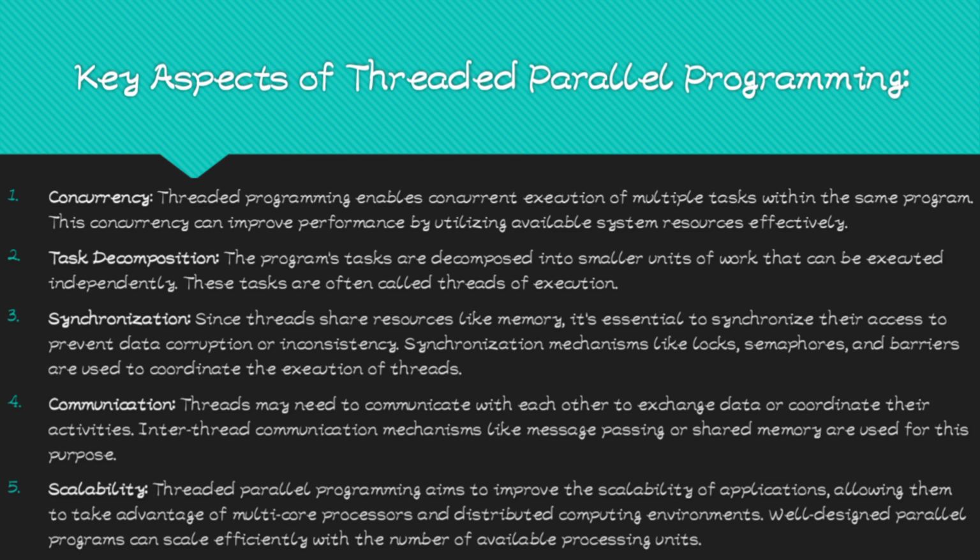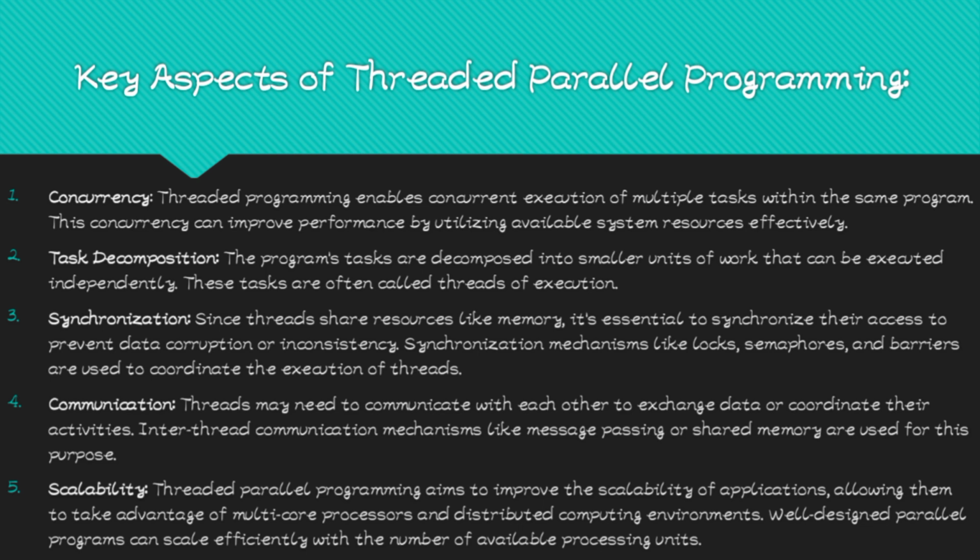So, key aspects of threaded parallel programming. A key aspect is concurrency. I would say concurrency is like solving something simultaneously. Threaded programming enables concurrent execution of multiple tasks within the same program. This concurrency can improve performance by utilizing available system resources efficiently. So we are simultaneously solving multiple tasks within the same program. That's what I can say concurrency is.